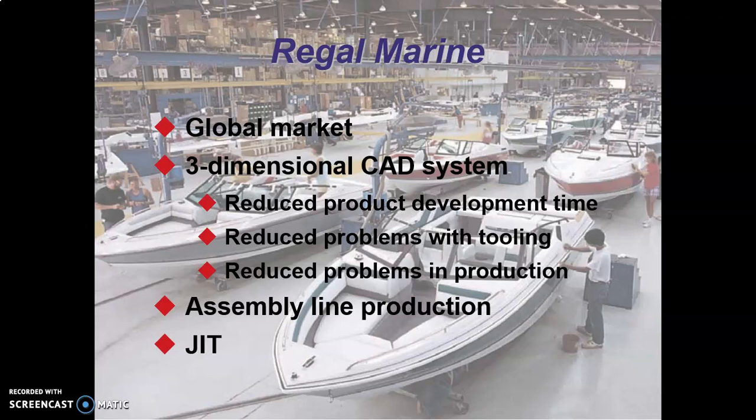Okay, and it also reduces problems with tooling and problems in production, because it is more efficient once we use automated or electronic systems. Regal Marine also uses assembly line production, assembling part by part, the same as car manufacturing. And Regal Marine also practices the just in time system, JIT. With just in time, whenever you need the material, you can get it directly from the supplier, so it will not incur inventory cost. Therefore it is more economical and more efficient for Regal Marine to use the JIT system.